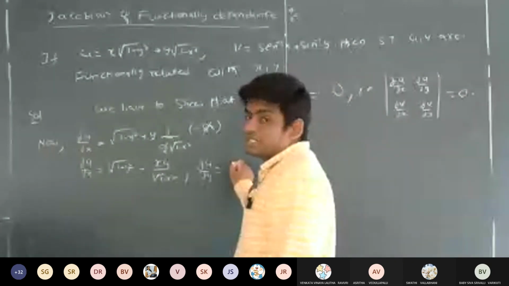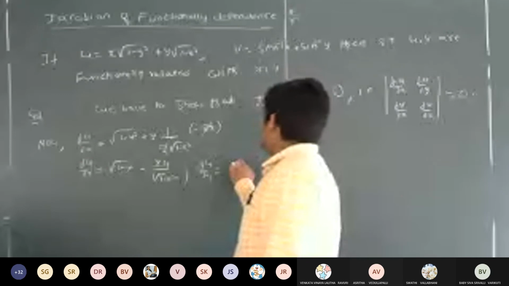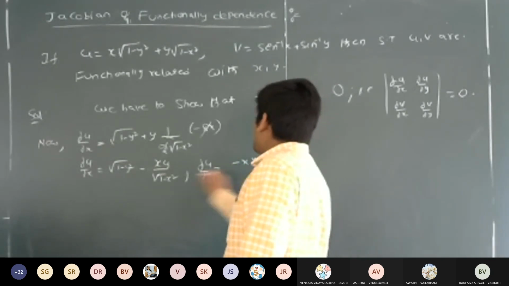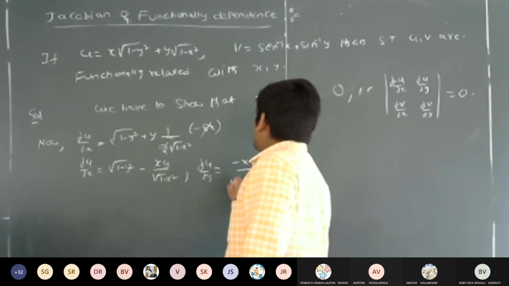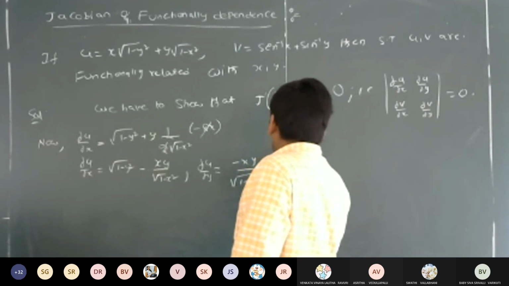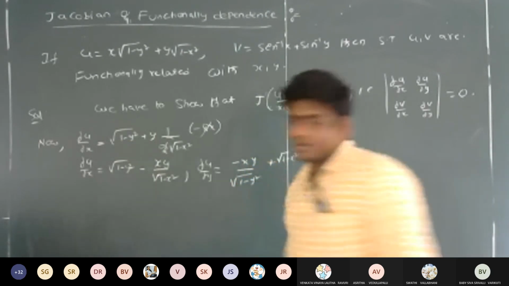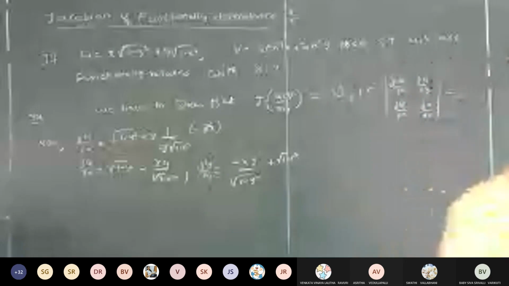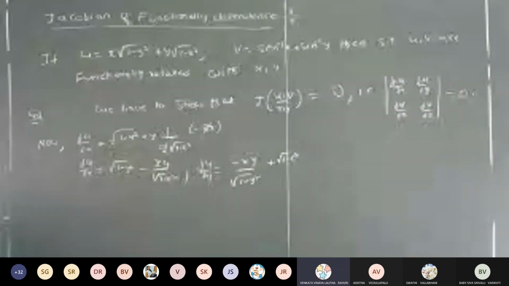You can estimate this value. So this is also minus xy by square root of 1 minus y square plus square root of 1 minus x square. So is it clear now? Yes, sir.